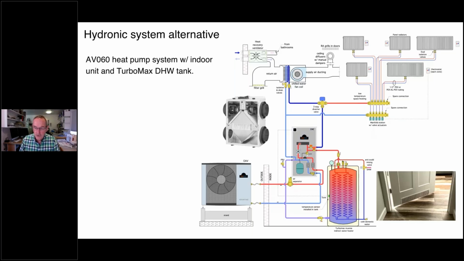And it also includes a TurboMax, what I refer to as a reverse indirect tank. This is a tank that is used for creating domestic hot water. So the Enertech AV system is truly a system in that it provides for heating, cooling, and domestic hot water.